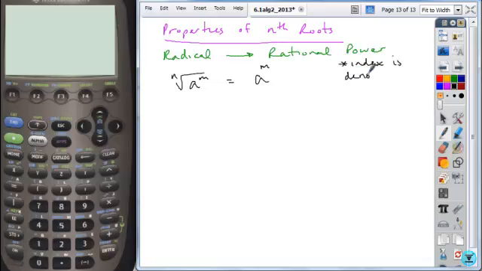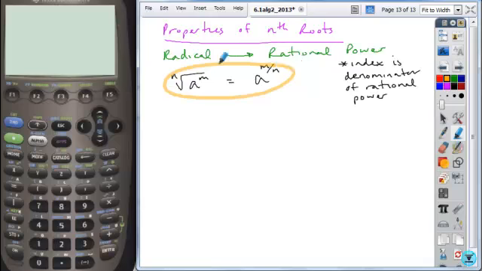is the denominator of the rational power. So when you rewrite this radical into rational power form, you get the base to the power of m divided by n. That index becomes the denominator of your rational power. Again, rational meaning fraction, the power that's written as a fraction. And be aware of that relationship.